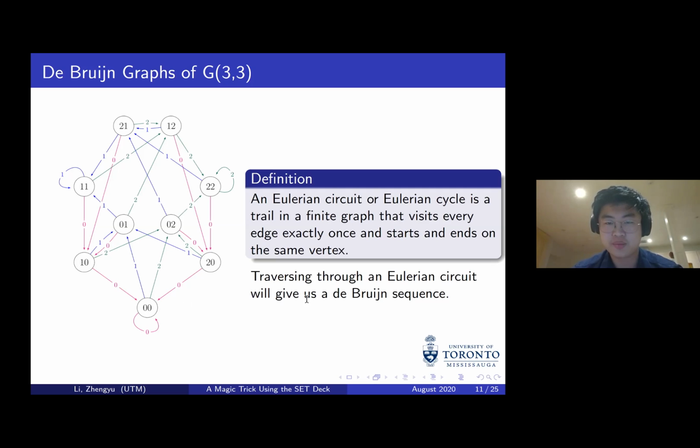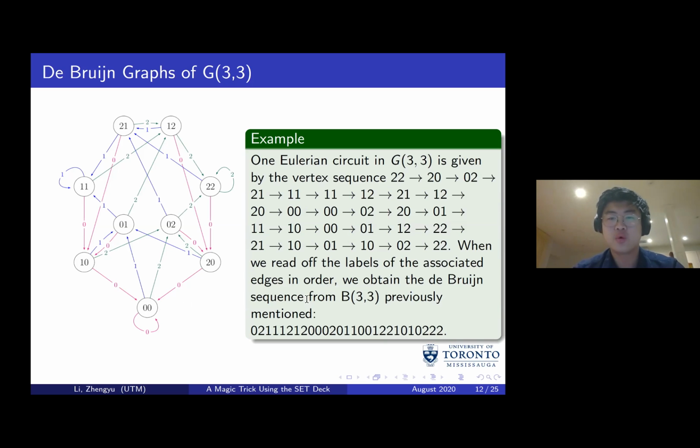So I will give an example here. One Eulerian circuit in G(3,3) is given by this sequence. So let's say we start with 2, 2, and we go to 2, 0. By completing this sequence here, we can pass through every single edge in the G(3,3) graph. And after that's done, all we have to do is read off the labels on the edges. And by doing that, we actually obtain the de Bruijn sequence that we had before.